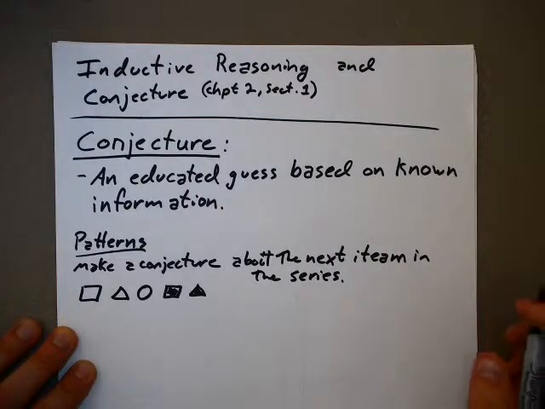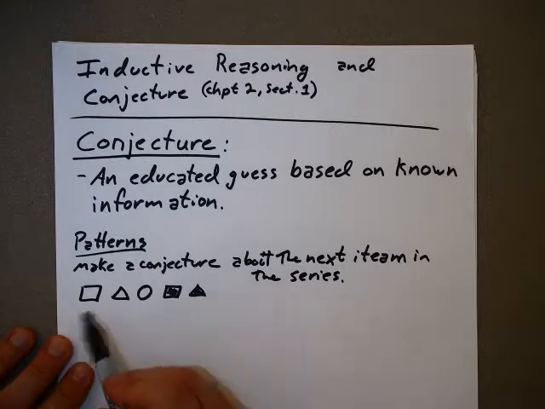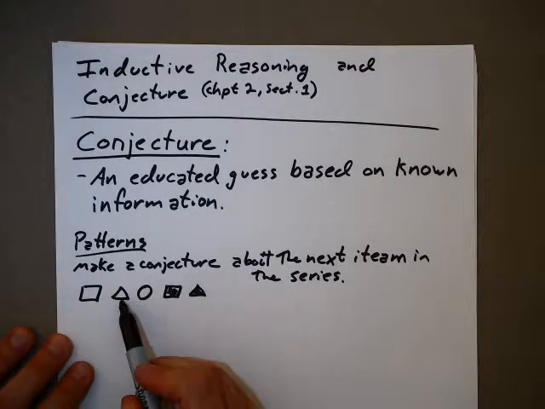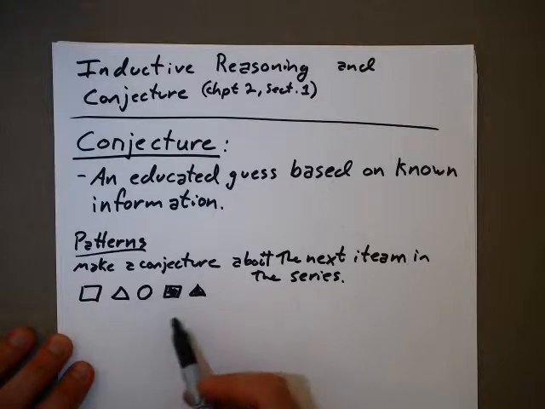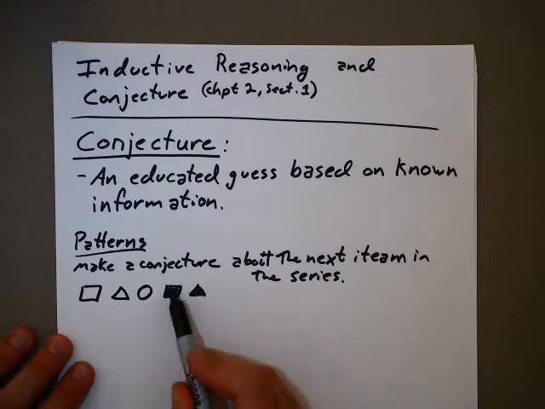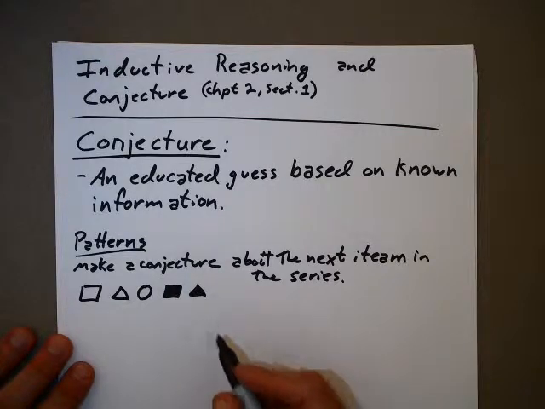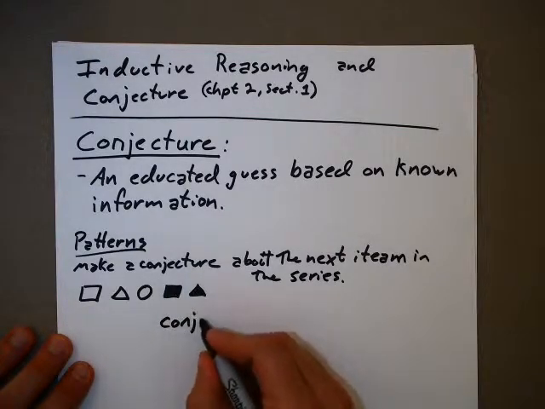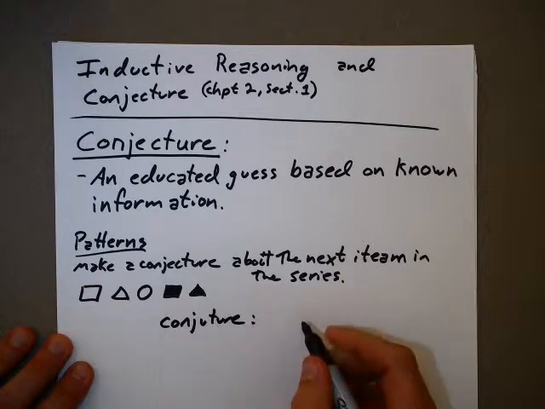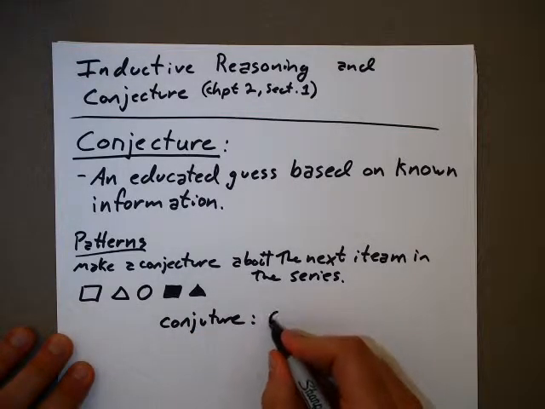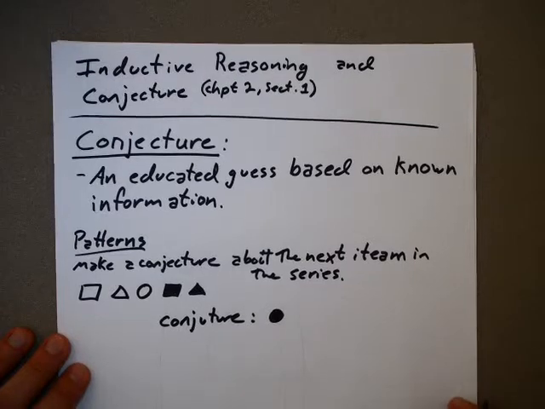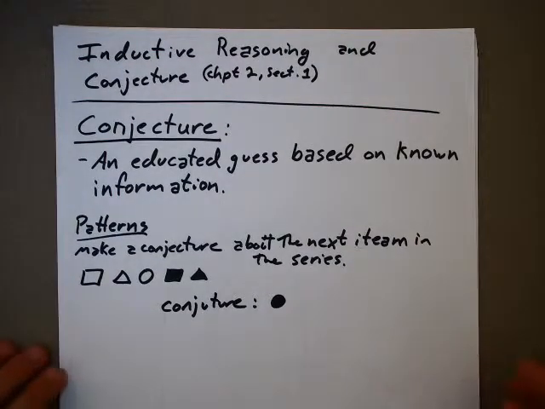So what they expect you to do is take the information you know. The information you know is that you have a square, and then you have a triangle, and then you have a circle. And then the next item is a square that's shaded in. And the next item is a triangle that's shaded in. So your conjecture would be probably a circle that is shaded in. These are questions that they love to have on standardized tests, and you'll see them very, very often.